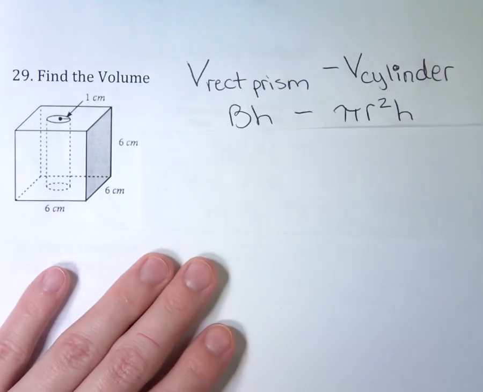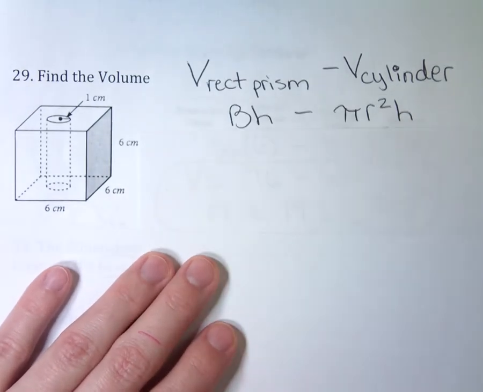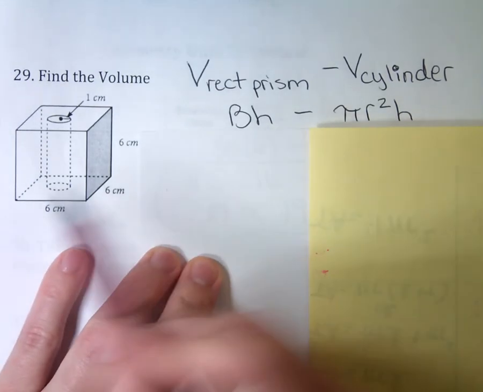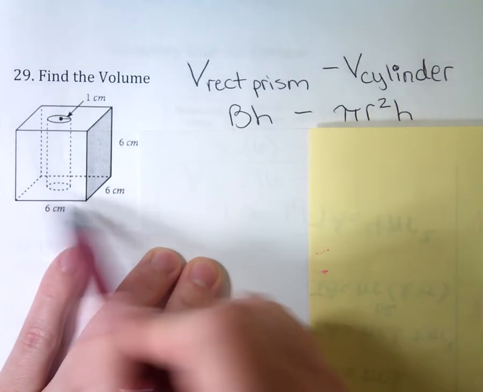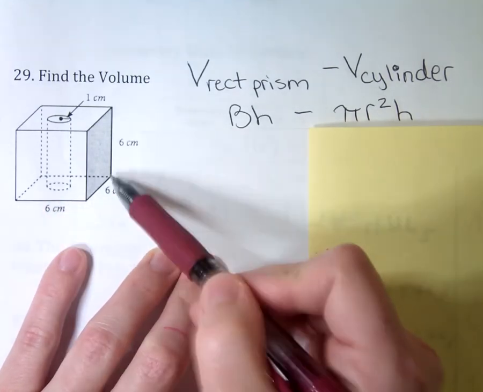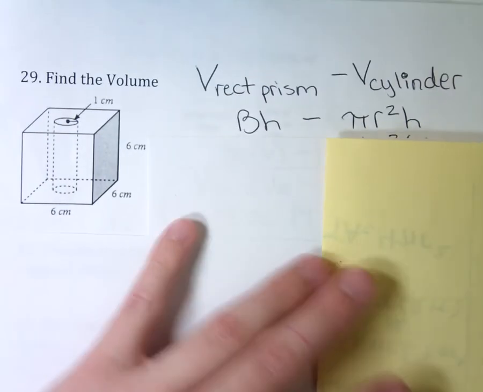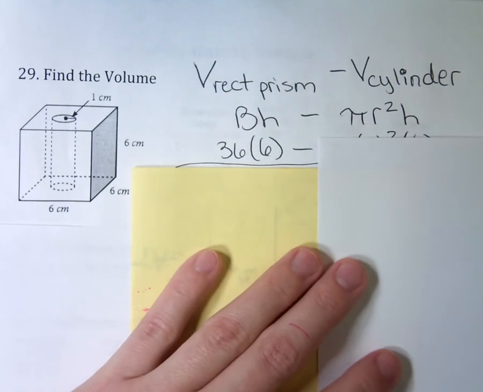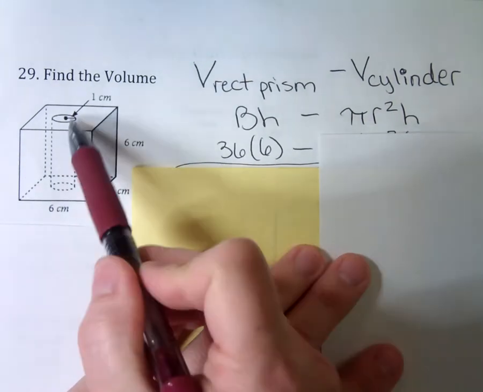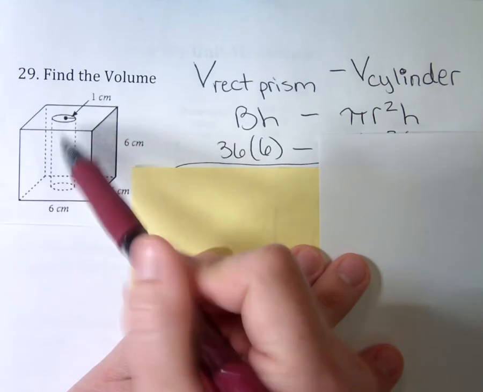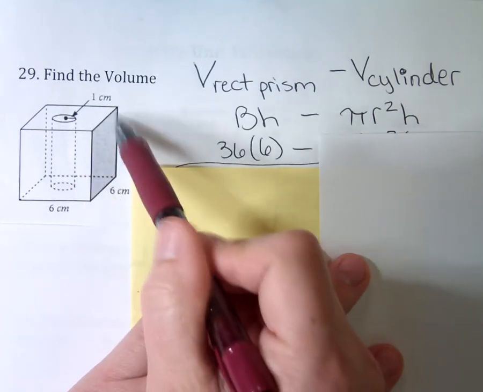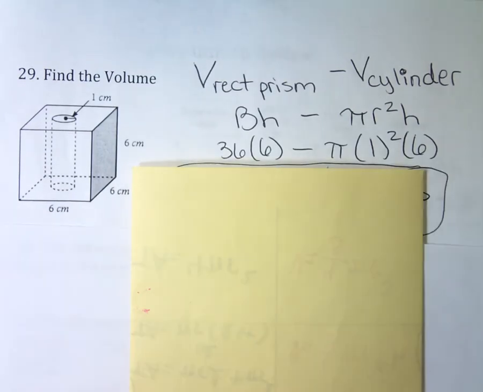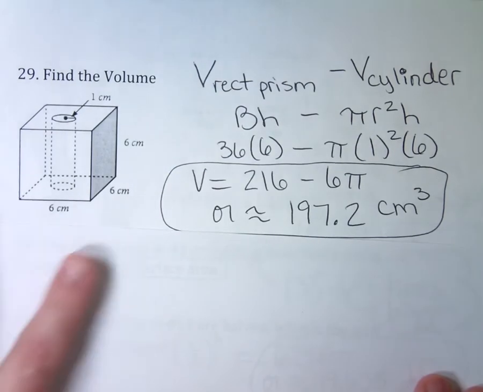So here are our formulas for volume of a prism and volume of a cylinder. Let's go ahead and start with the prism. The prism, capital B, area of the base, 6 times 6, 36, and the height of the prism, 6. So I'm going to take 36 times 6. And then the cylinder, I need to know the radius and the height. The radius of the cylinder is 1, and the height of the cylinder is 6, just like the height of the prism is 6. So I plug in the 1 and the 6, and then just a little bit of calculations to do it, and there we go.